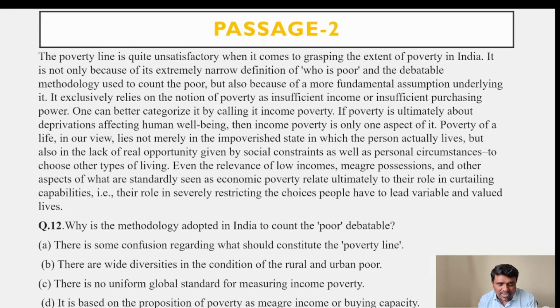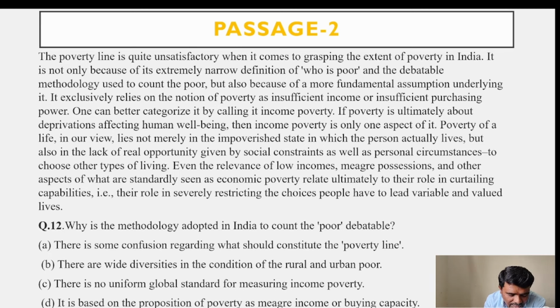The poverty line is quite unsatisfactory when it comes to grasping the extent of poverty in India. It is not only because of its extremely narrow definition of who is poor and the debatable methodology used to count the poor, but also because of a more fundamental assumption underlying it. It exclusively relies on the notion of poverty as insufficient income or insufficient purchasing power. One can better categorize it by calling it income poverty. If poverty is ultimately about deprivation affecting human well being, then income poverty is only one aspect of it.